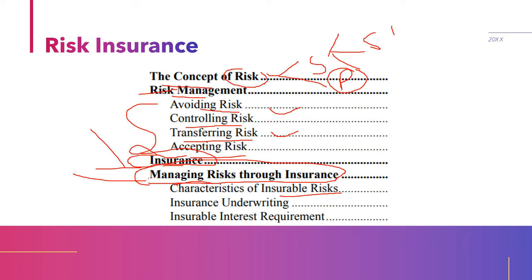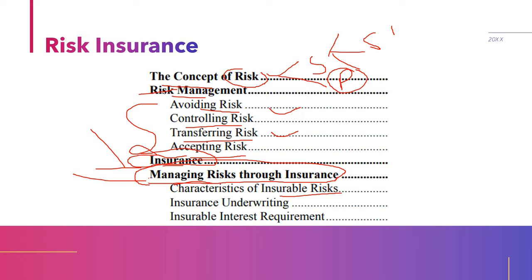Loss must occur by chance means it will occur by chance, it's not a certain event. That's why it is covered. Loss must be definite, so it should be definite in terms of amount. We can quantify that particular loss. Loss must be significant, for example disability insurance coverage.